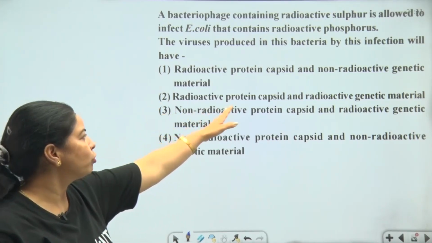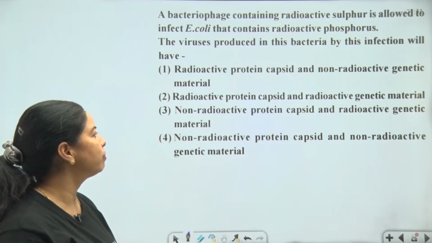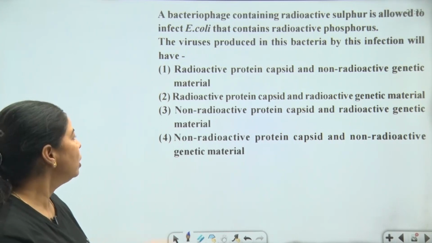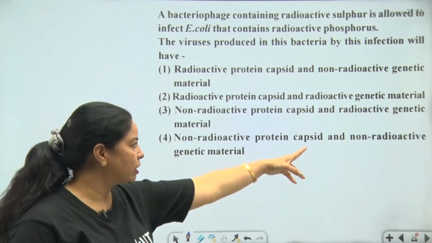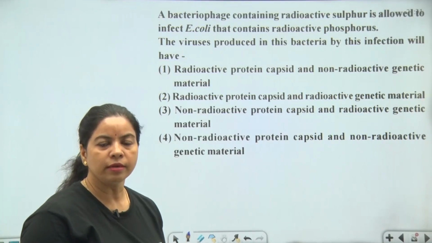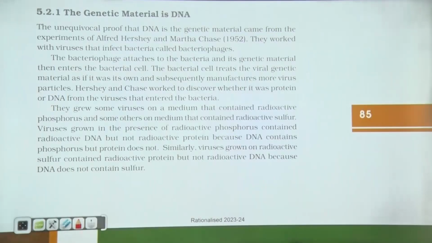Number 2, radioactive protein capsid and radioactive genetic material. Number 3, non-radioactive protein capsid and radioactive genetic material. And number 4 is non-radioactive protein capsid and non-radioactive genetic material. So children, we have to find out the answer in NCERT. Let's move to NCERT on page number 85.